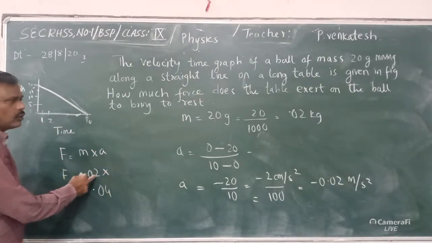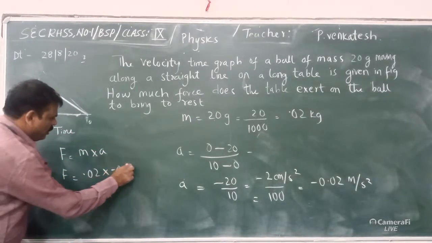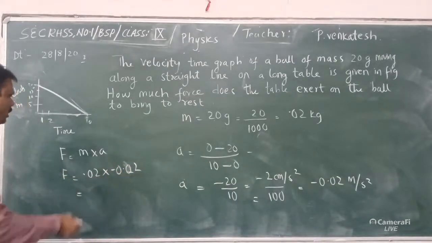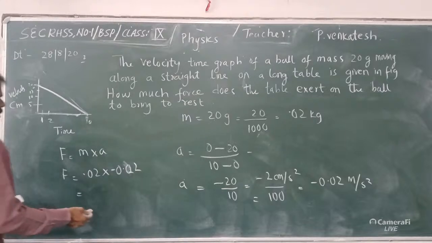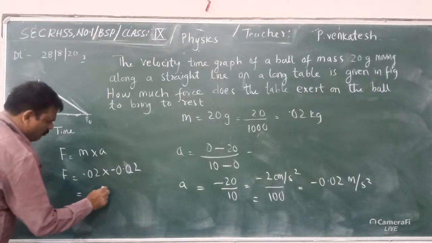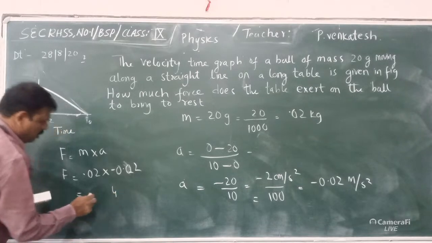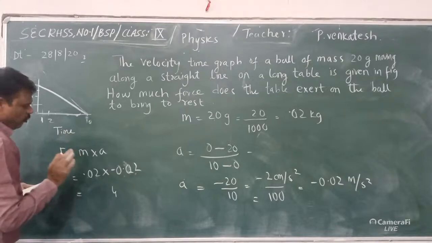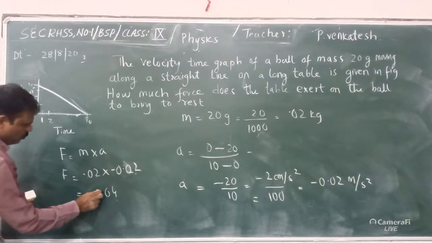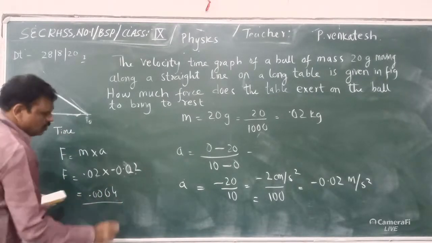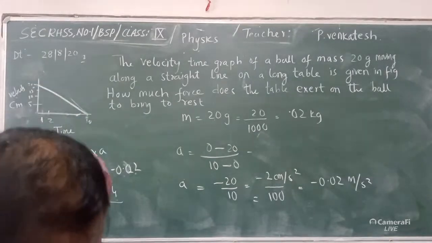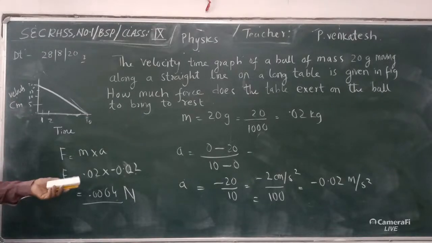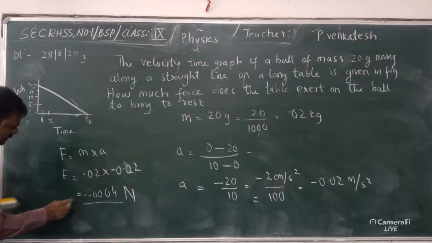So minus 0.02, or 0.02 into minus 0.02. Multiply, and after 4 places you will have the decimal. See here, 1, 2, 3, 4. So 0.004. You got the answer 0.004. This force is always in newtons. So this much force. Now this will be in minus.